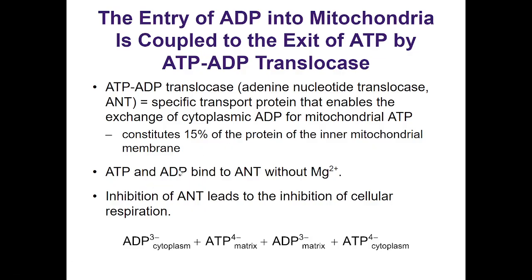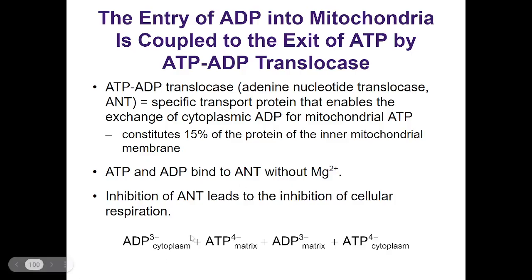So the ATP and ADP, again, bind to the ANT. Everybody comfortable with ANT? You okay if I say ANT? Okay. This is actually going to do this without magnesium 2+. So its inhibition of the ANT is going to lead to the inhibition of the cellular respiration because you'll get a buildup of ATP on one side and a buildup of ADP on the other, right? And then you won't have any actual reactions occurring because you have too high of a concentration of one of the products.